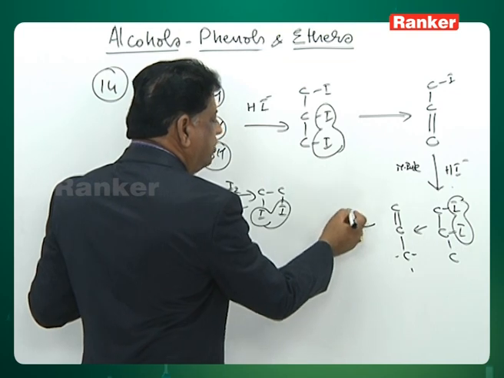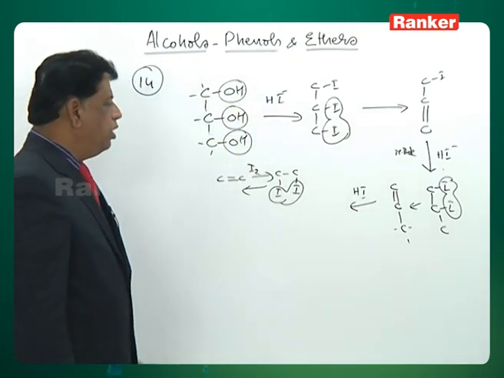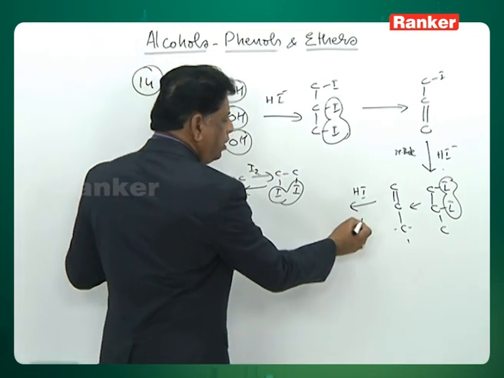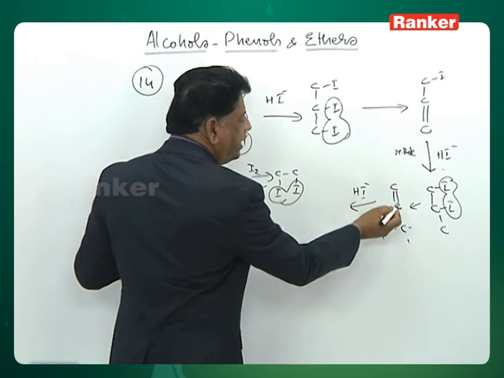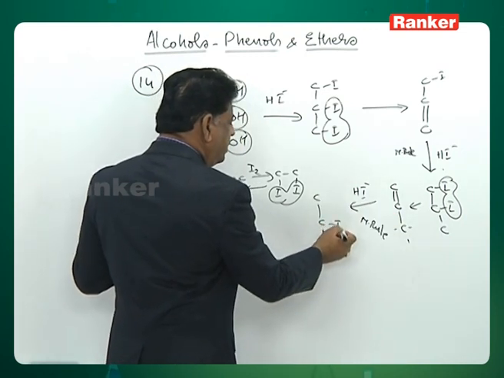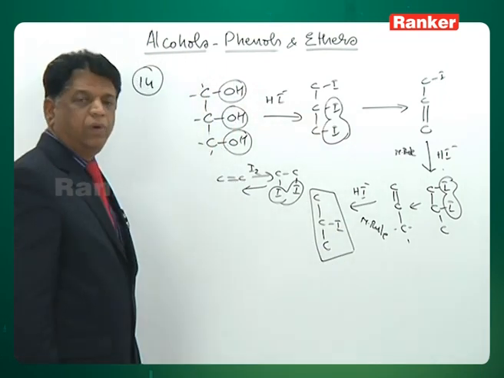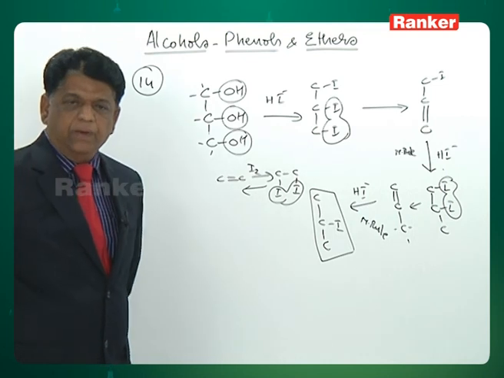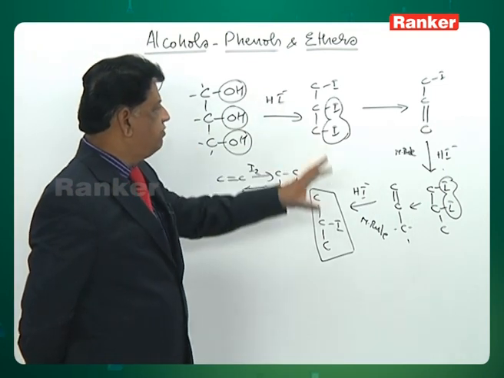Now once again you are adding HI. When HI is added, the propene follows Markovnikov's rule once again. The rule says that the negative part will be added where hydrogen is fewer. So finally, 2-iodopropane will be formed. This will become the final answer. So, a pure sample of isopropyl iodide can be obtained from glycerol with excess HI.